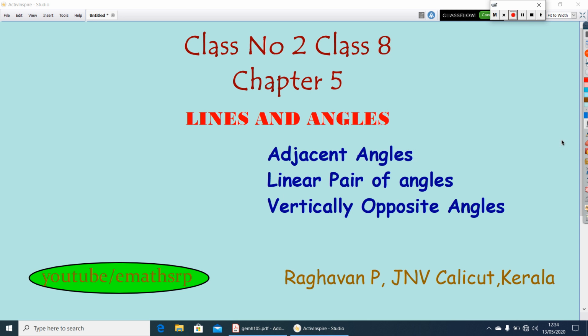Hi to all. This is the second class of class 8 chapter 5, lines and angles. Today I am going to discuss adjacent angles, linear pair of angles and vertically opposite angles.